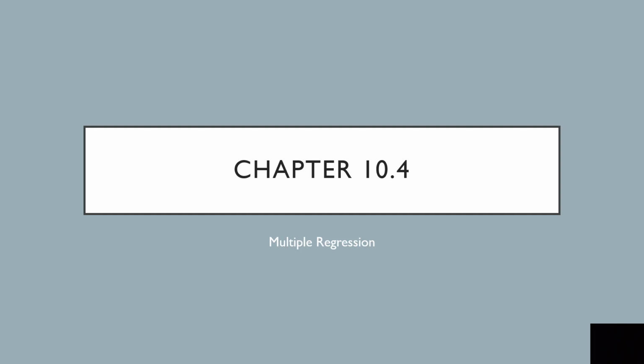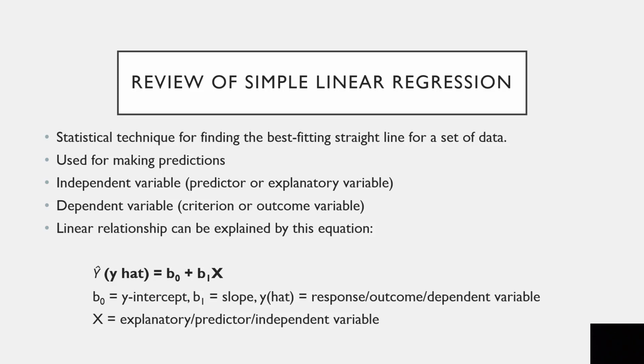So I'm going to start chapter 10.4, multiple regression, with a really quick review of simple linear regression, which is a statistical technique for finding the best fitting straight line for a set of data. It's used for making predictions. The independent variable is also called a predictor or explanatory variable. The dependent variable is also called a criterion or outcome variable.